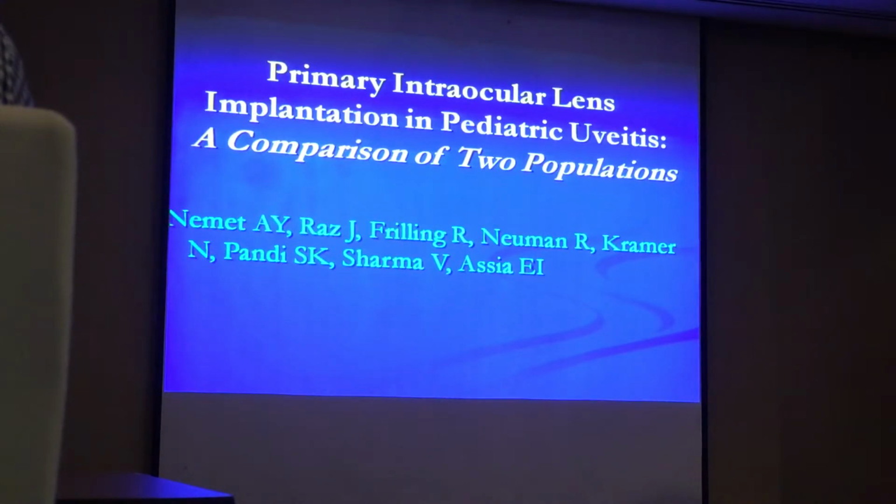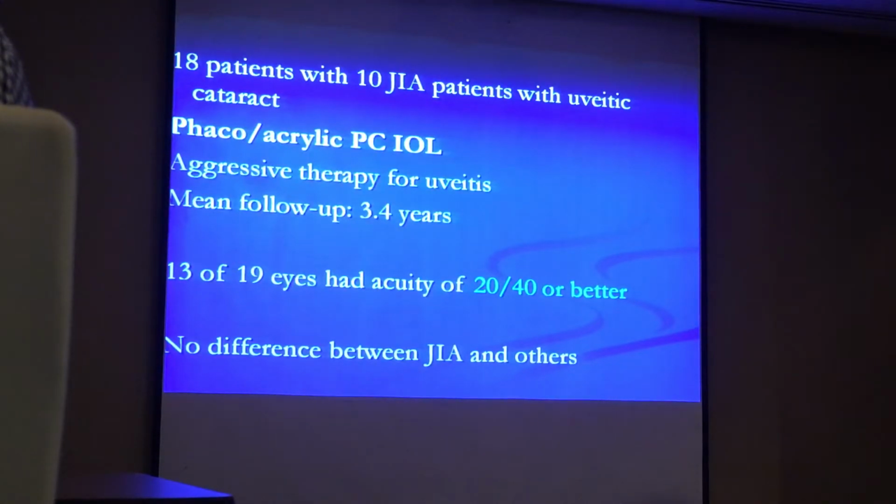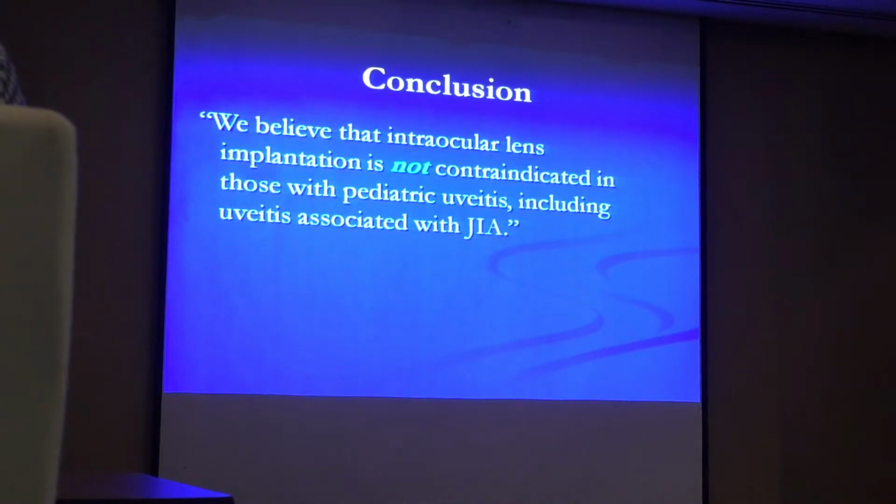Some evidence in the literature says that it is reasonable to do. This series of about 18 patients with JIA all had acrylic posterior chamber lenses in there. They had aggressive therapy for uveitis, and at the end of those 18 patients they seem to have had very good outcomes, and they didn't find any difference between whether the patient had JIA or other disease beforehand. So our conclusion right now is that intraocular lens implantation is not always contraindicated in those with pediatric uveitis, including uveitis with JIA. In other words, in some cases you can put it in, but it has to be very carefully controlled so that you make sure you don't have inflammation.